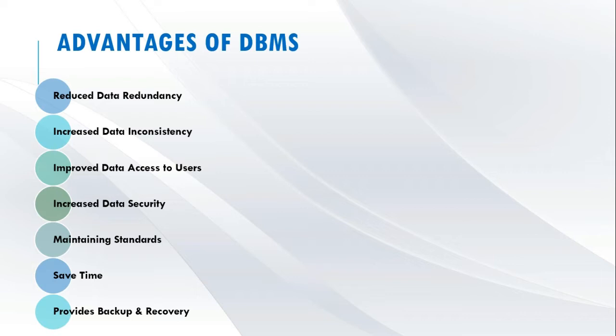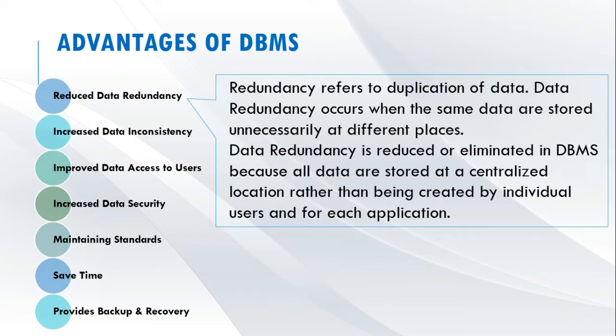The first is reduced data redundancy. Redundancy means simply a duplication of data. Data redundancy occurs when the same data are stored unnecessarily at the different places. So that data redundancy is reduced or eliminated in a DBMS because all the data are stored at a centralized location rather than being created by the individual users for each application. So instead of creating again and again, the data is stored at one place, the same data is being shared by all. So this will reduce the data redundancy.